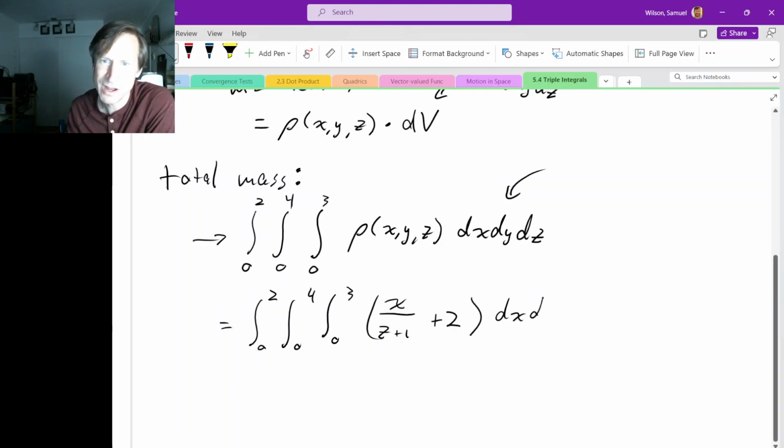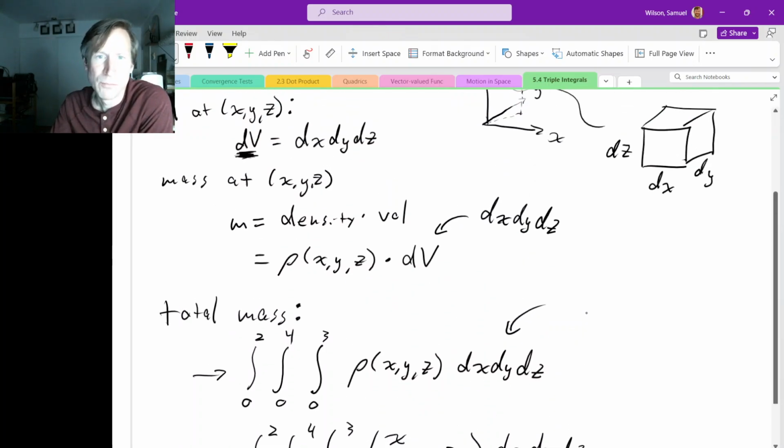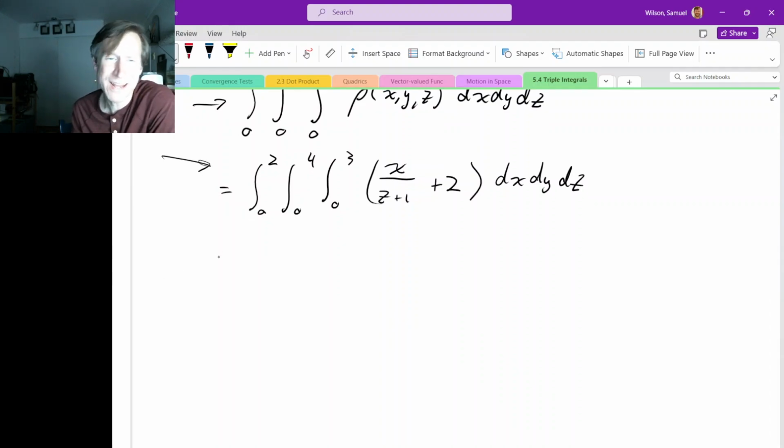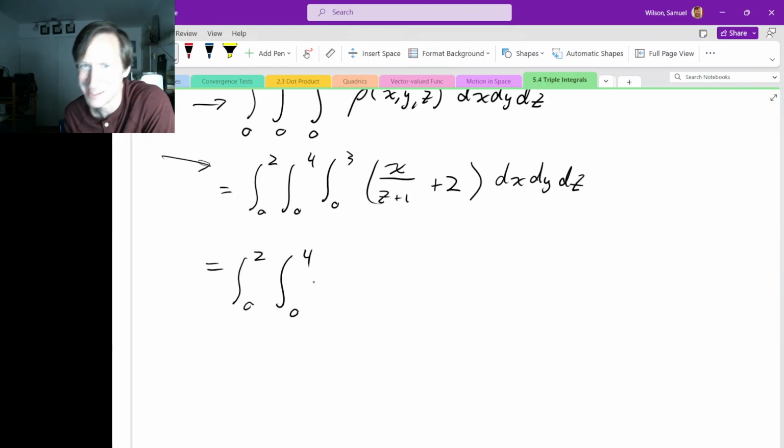dx, dy, dz. Okay, so we have a triple integral because we have 3 independent variables. We have 3 differentials that we can integrate against. And we wrote this triple integral as an iterated integral. All right, now we can evaluate this. Just like with double integrals, evaluating an iterated triple integral is just a matter of doing the integrals one at a time. So let's do our x integral.